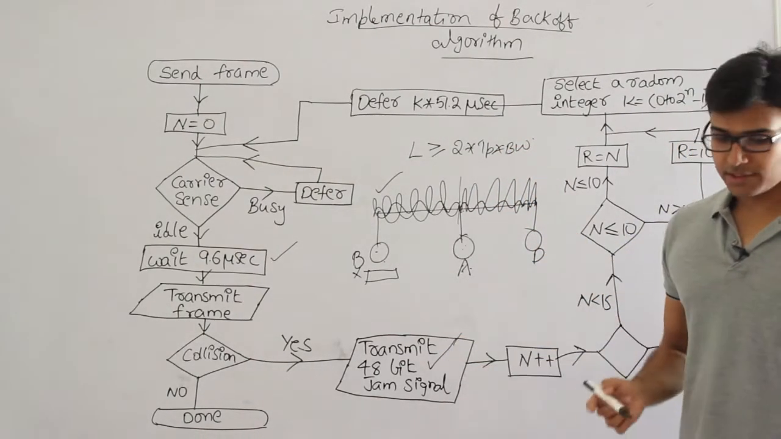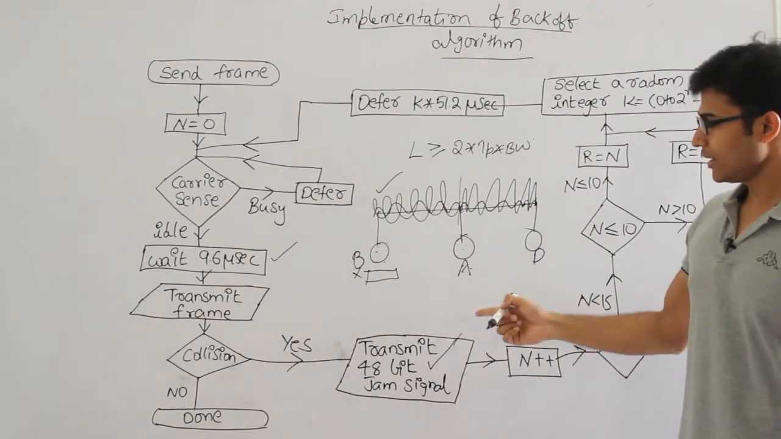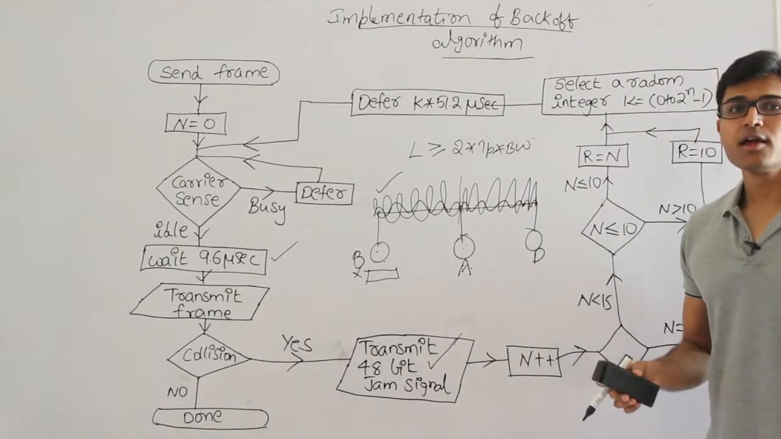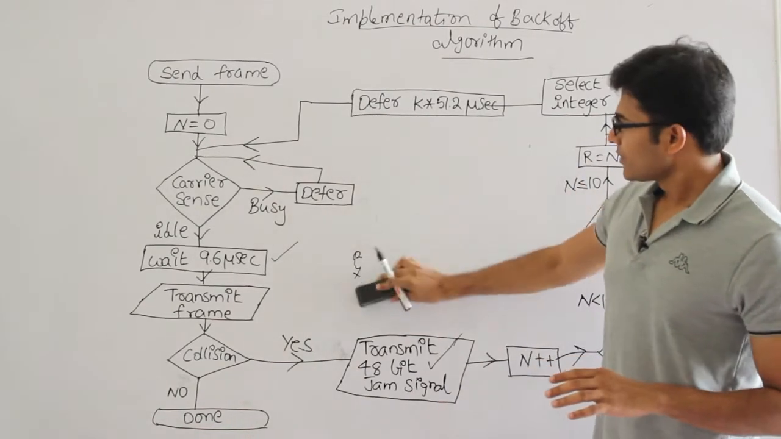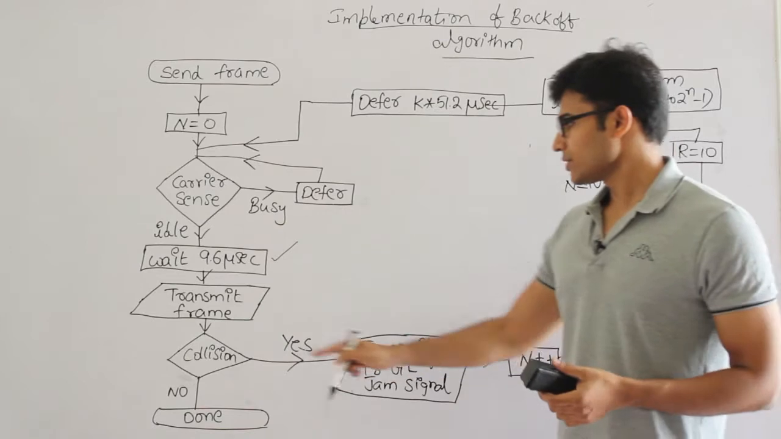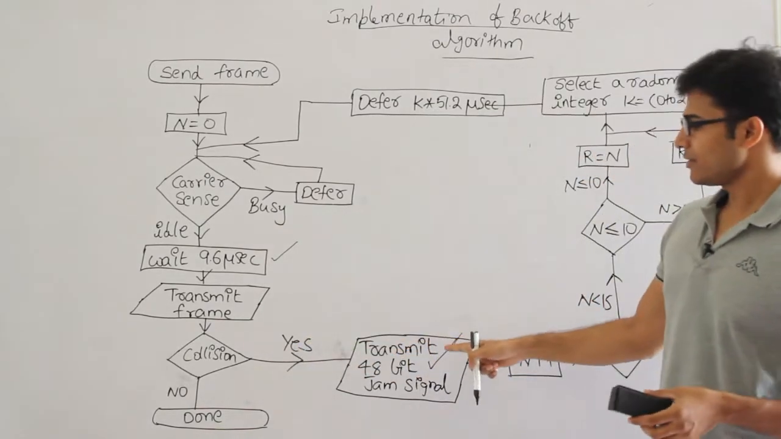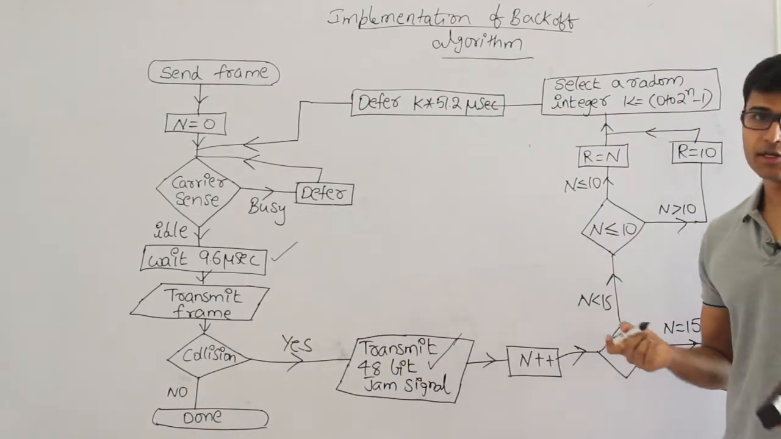So coming to this jamming signal, I'll take one more question. In that I'll explain you the jamming signal very clearly, but for now just keep it simple. Assume that any station who detects a collision is supposed to send a jamming signal, which is generally 48 bits.